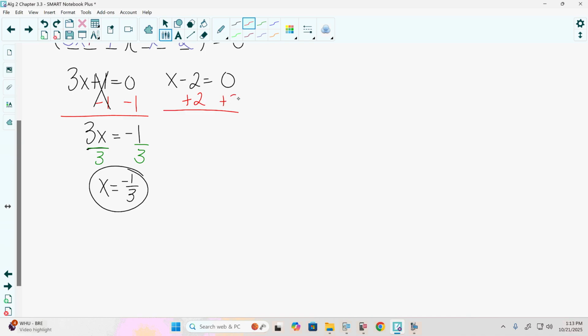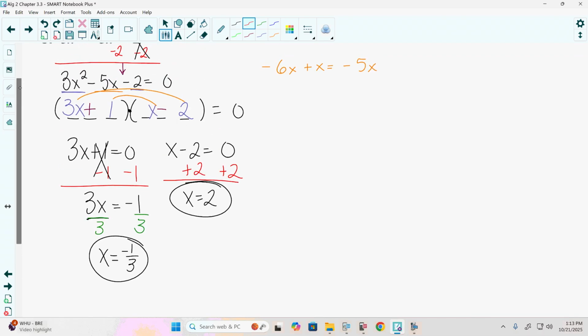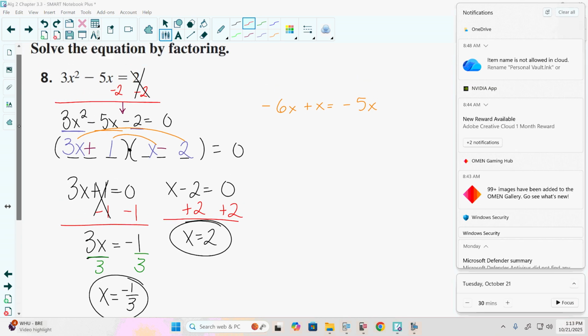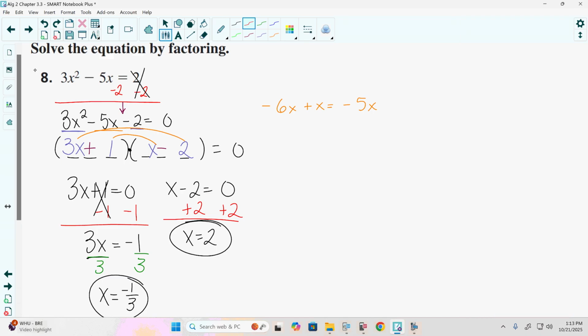Our x minus 2, we can add 2 to both sides, telling us x is equal to 2. So that tells us that negative 1/3 and 2 are the two values of x that are going to make this function be 0. Don't always have to have two unique solutions. We can have the same solution. We've seen that already. Any other questions on this here?